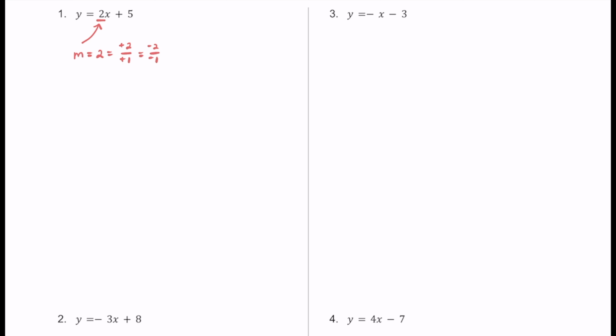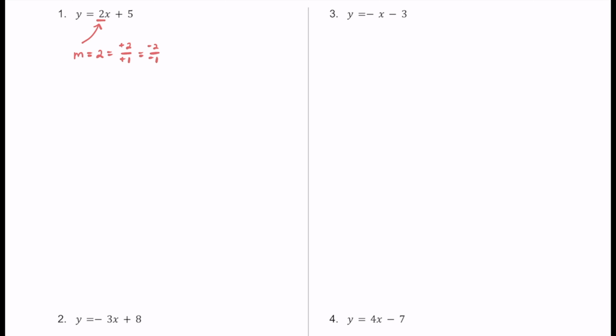For number 2, we have this equation of y is equal to negative 3x plus 8. So right from the beginning, we do like how y is isolated. Let's look at the coefficient for x. It looks like it is negative 3. So from that, we're going to go ahead and say that m is equal to negative 3. That's the slope.